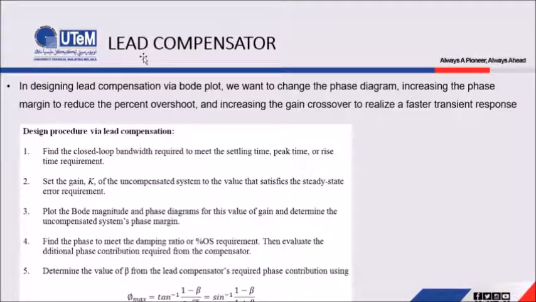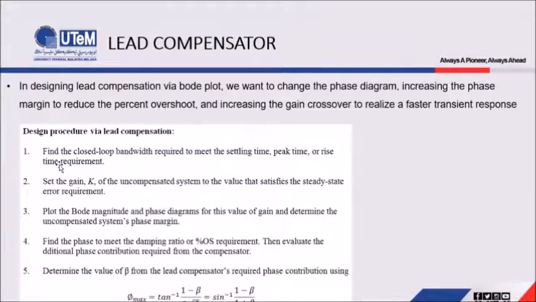Okay, why do we design this lead compensator? In designing a lead compensator via Bode plot, we want to change the phase diagram, increasing the phase margin to reduce the percentage of overshoot, and increasing the gain crossover to realize a faster transient response. In this design, we only focus on this transient part. So this is the procedure for how we can design this lead compensator.